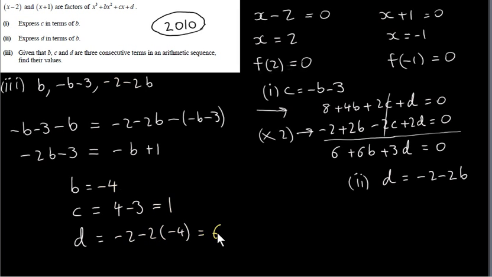And we should check that these terms are in arithmetic sequence. Well, if we add 5 onto minus 4, we get 1. And if we add 5 onto 1, we get 6. So that does check out. These terms are indeed in arithmetic sequence.